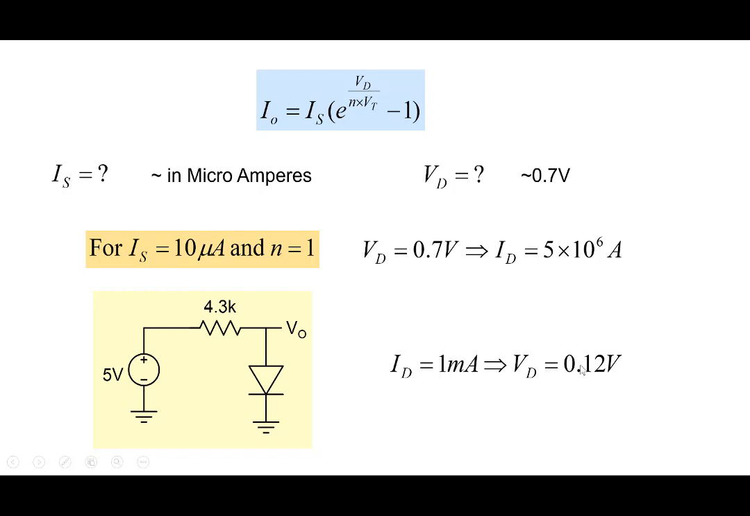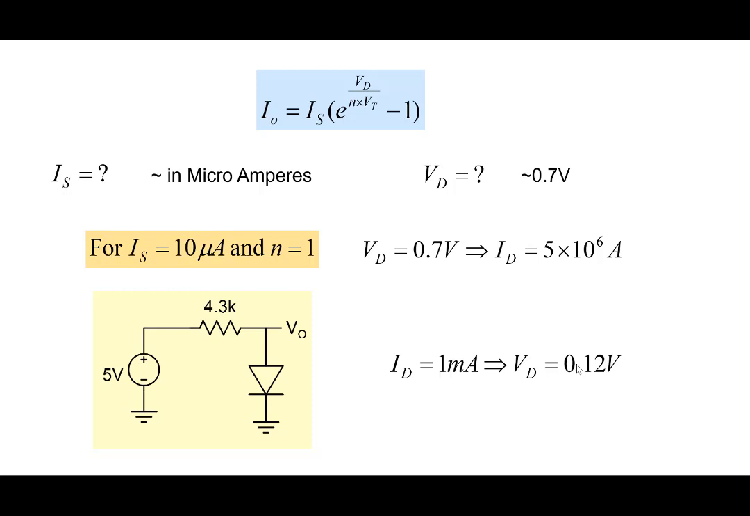That's also ridiculous. We don't find the voltage across the diode to be 0.12. That's too low. Just as V_d equal to 0.7 implying 5 million amperes is obviously wrong, similarly I_D equal to 1 milliampere implying V_d equal to 0.12 is obviously wrong. So when people say the reverse saturation current is in microamperes and diode voltage is 0.7, these are not the right values for any diode, because of the obvious numbers you're seeing, 5 million amperes and V_d equal to 0.12.